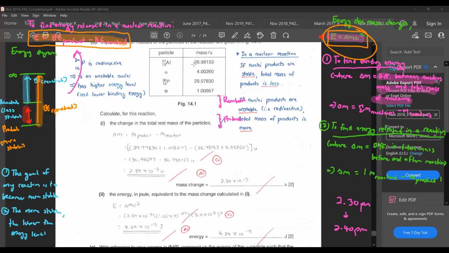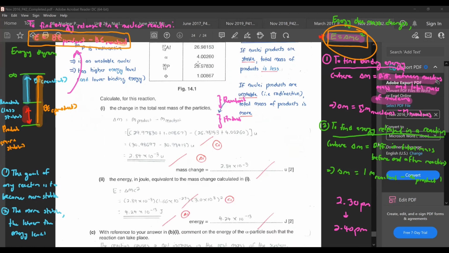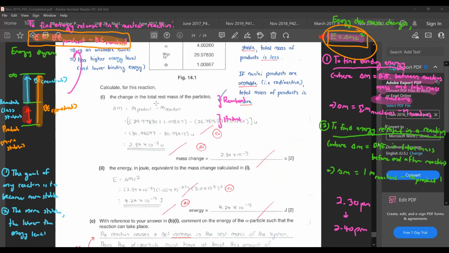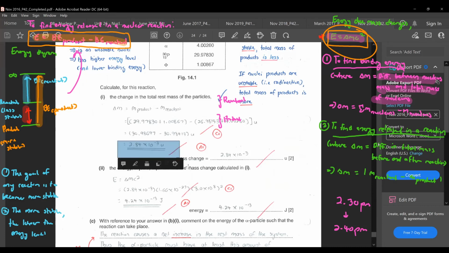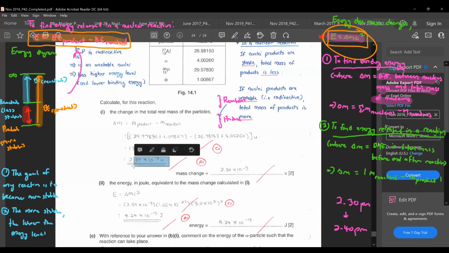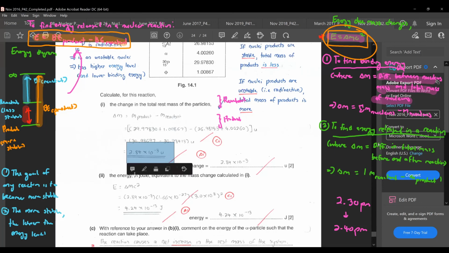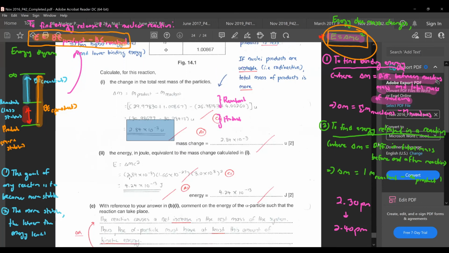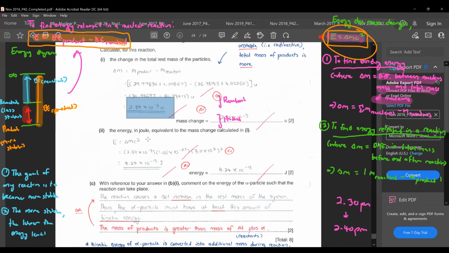And then after that, they ask you to calculate the energy in joules equivalent to the mass change calculated in 1. Since you know the mass defect, if you want to find the energy equivalent to this mass defect, you can use E equals delta m c squared. You realize that there's a change in mass, so there must be energy here. What is the energy corresponding to that change in mass? You use E equals delta m c squared.